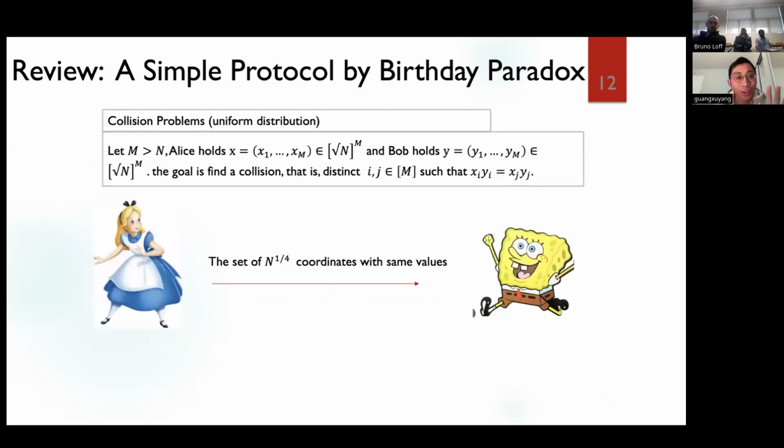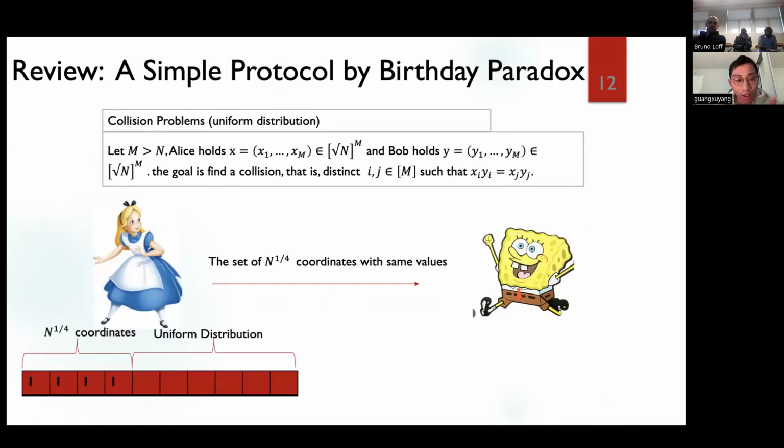Okay, so in order to prove the one-way bound, we first review the simple protocol by Bob's paradox. That is, Alice just chooses correlates with the same value as in Bob's view. And this works, since in Bob's view, there is some part correlated with the same value and the other part is uniform distribution. So we want to prove this kind of protocol is optimal.